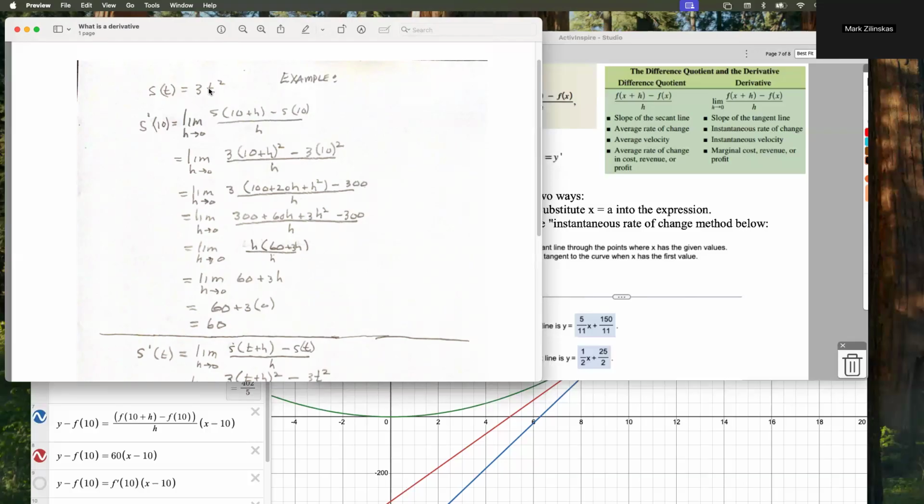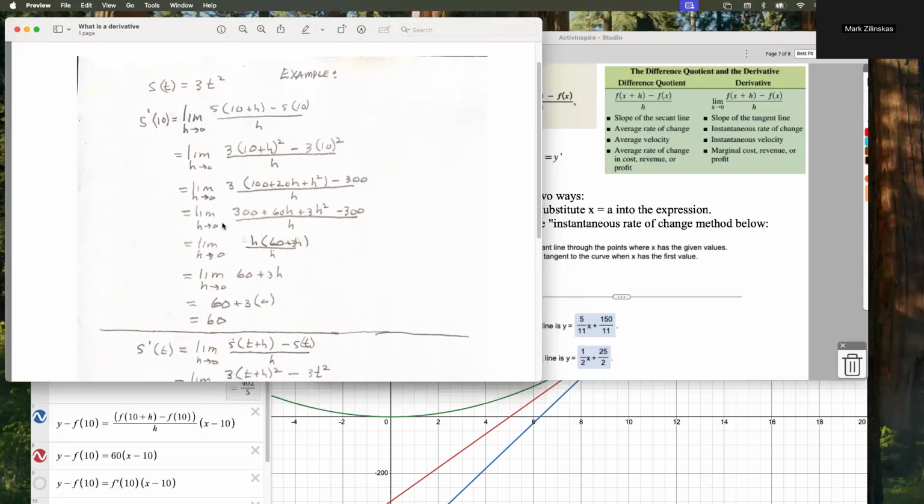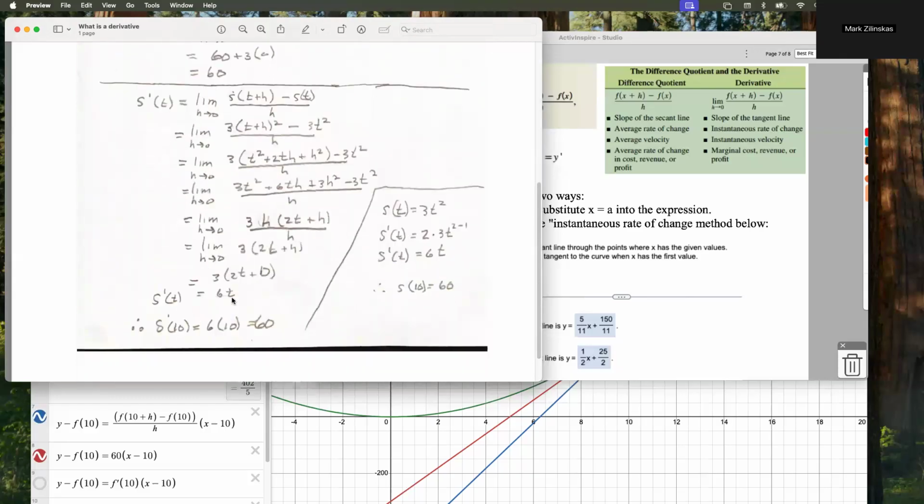Put a 0 in here, 3 times 0, 0. At 1 second, it's just going to be 3 units to the right. At 2 seconds, it's going to be 12, right? Because I'm just going to put a 2 in here and I get 12. Well, the derivative is a function that gives me the instantaneous velocity at any given instant here. So at 0 seconds, the object's at rest. 6 times 0. At 1 second, it's moving at 6 units per second, okay? If t represented the time in seconds.